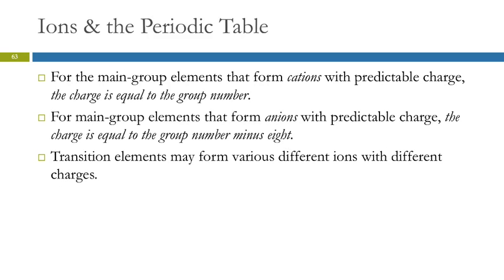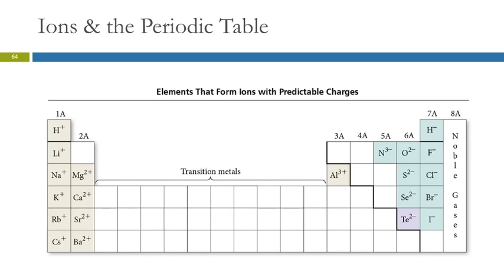So this is what you need to remember. For main group elements that form cations with predictable charge, the charge is equal to the group number. For main group elements that form anions with a predictable charge, the charge is equal to the group number minus 8. I'll show you another way to remember that, but group number minus 8 works. And then the transition elements form lots of different ions, and they're not predictable from the periodic table. Let's look at the table now.